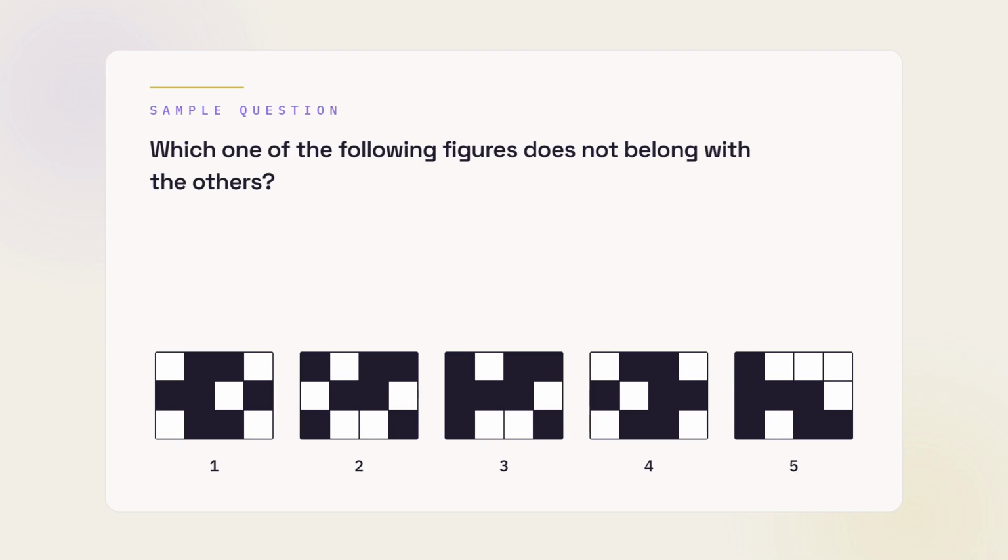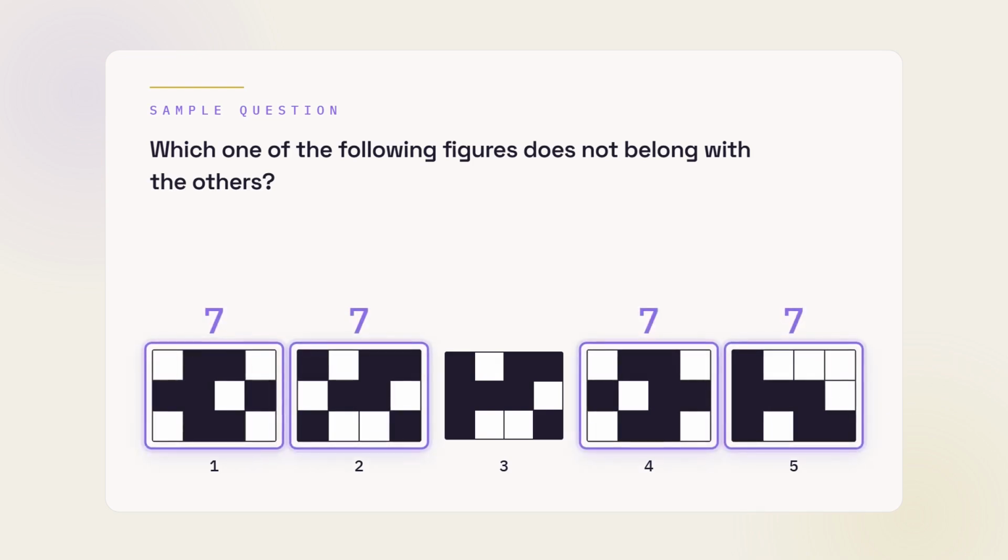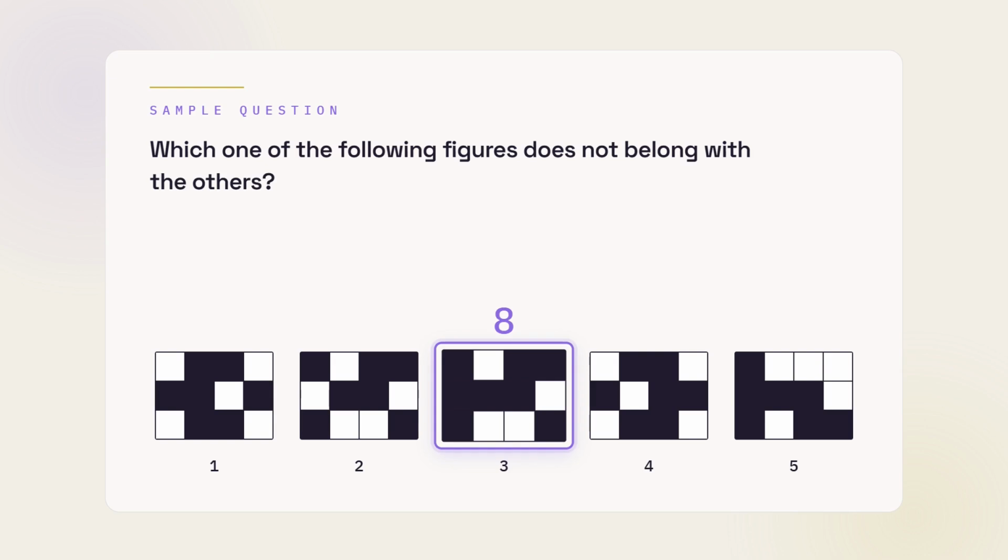Again, let's look at an example. In this question, the layout of the black squares is merely a distraction. What truly matters here is their number. In shapes 1, 2, 4, and 5, there are 7 black squares total, while in shape 3, there are 8.